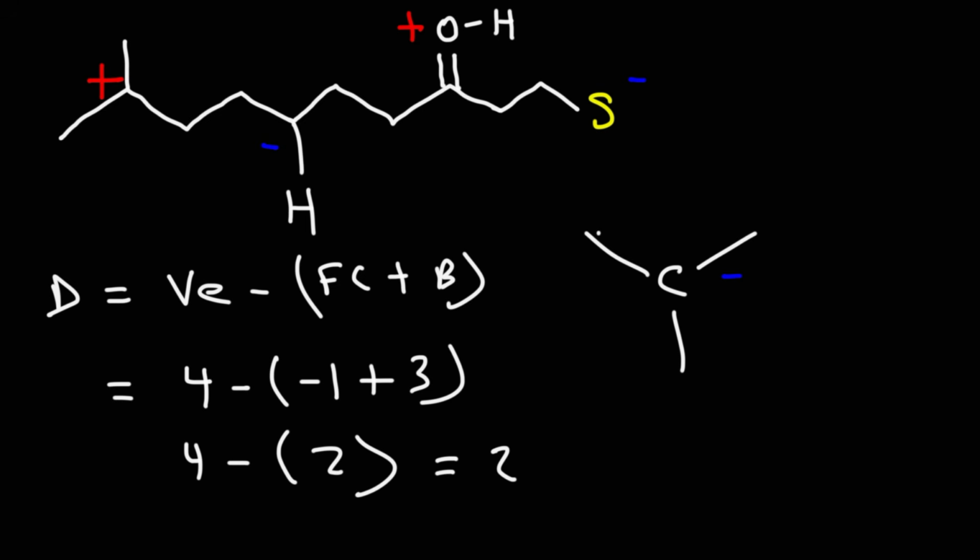So what does this mean? If D is equal to 2, it means that we have 2 dots. 2 dots is 1 lone pair. So to calculate the number of lone pairs, it's basically half of D. So we're going to put 2 dots on carbon. So carbon should have 1 lone pair when it has a negative formal charge and 3 bonds.